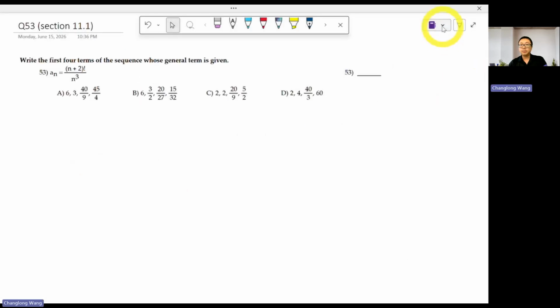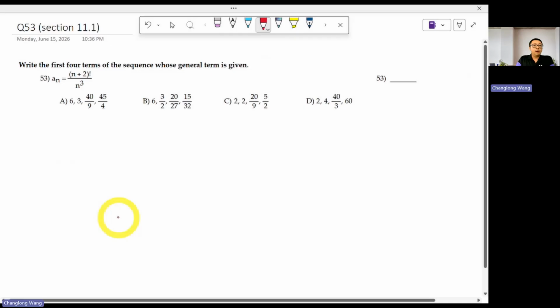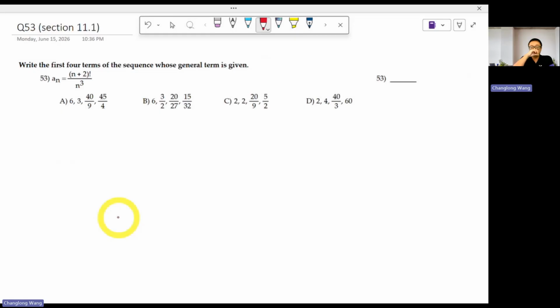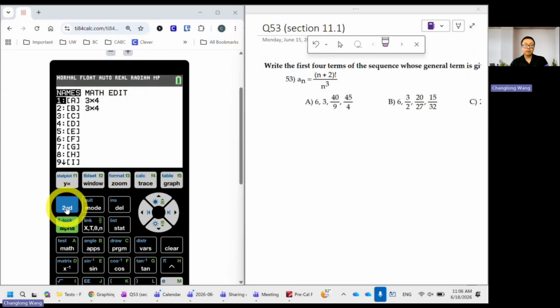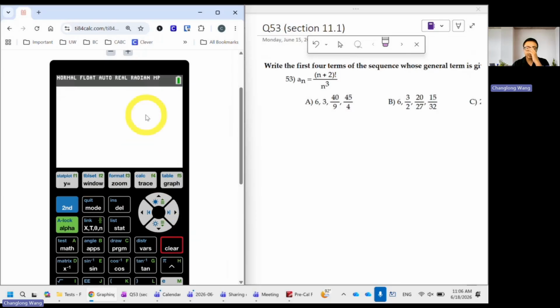All right, now chapter 11, that's sequences and series. All right, now, I think the only thing I want to show you with 53 is basically the calculator. Of course, you could do the math yourself, but I'm just showing you another option. Let me get out of this. All right, so clean that up.